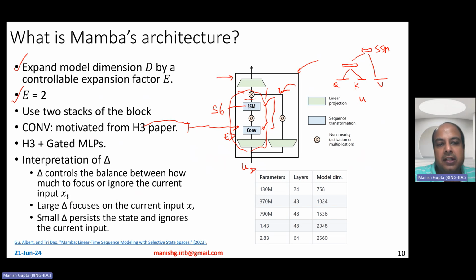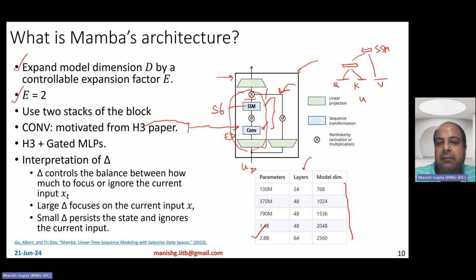Now, of course, you can build multiple Mamba layers and therefore build larger Mamba pre-trained models. These are pre-trained models that are publicly available: 130 million parameter models with 24 layers, all the way up to a 2.8 billion parameter model with 64 layers, with different model dimension sizes.